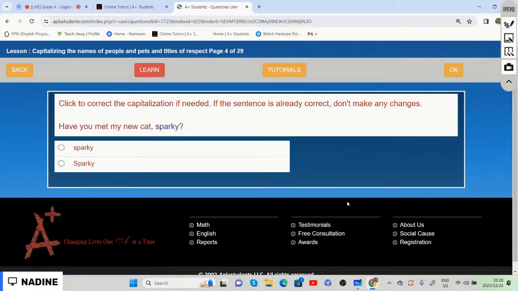And have you met my new cat, Sparky? So the name of the pet, is it Sparky in lower case or Sparky capitalized?